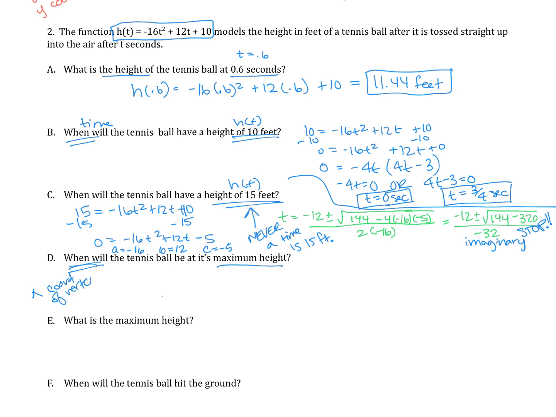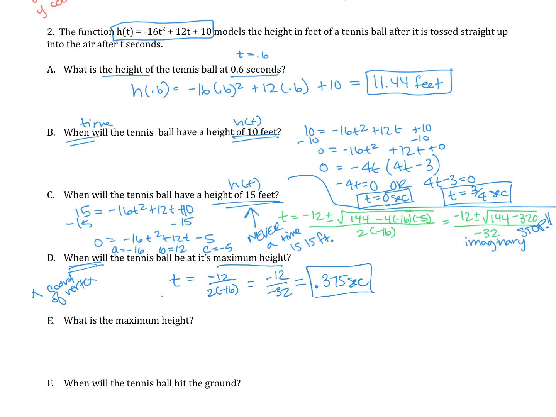We know that x is equal to, in this case, x is time. T is equal to negative b over 2a. So in this problem, it would be a negative 12 divided by 2 times negative 16. It's negative 12 over negative 32. And if you divide that on your calculator, I believe you get 0.375 seconds. This is the time that my max height occurs.